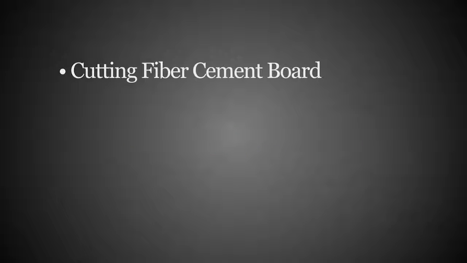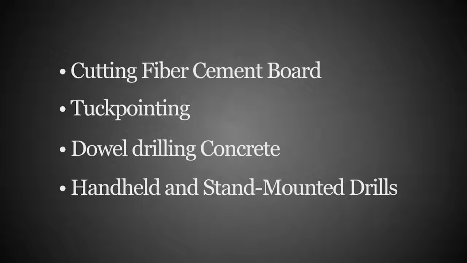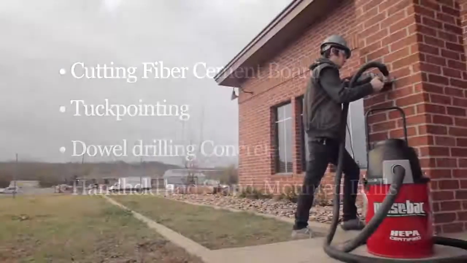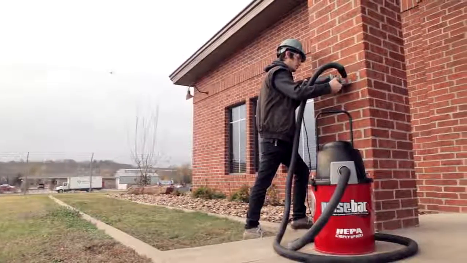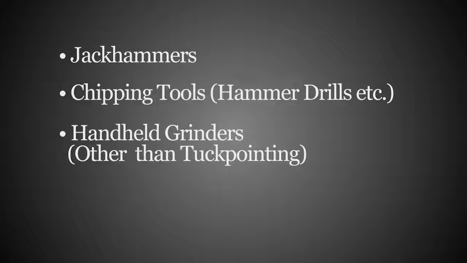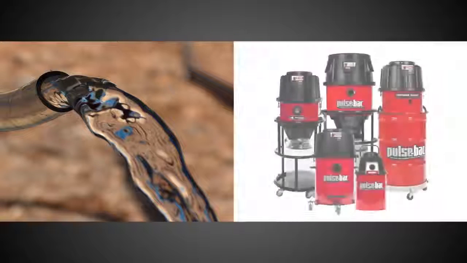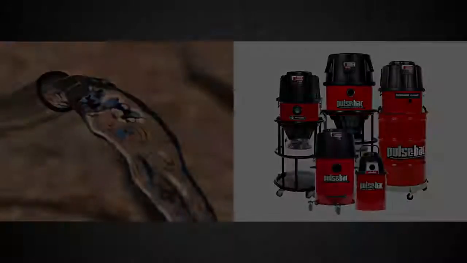Things like cutting fiber cement board, tuck pointing, dowel drilling concrete, and using handheld and stand-mounted drills must use a commercially available dust shroud and a dust collector. Jackhammers and chipping tools, like hammer drills, handheld grinders, walk-behind milling machines, and floor grinders, have the option of using a water delivery system or a dust collector for less mess.